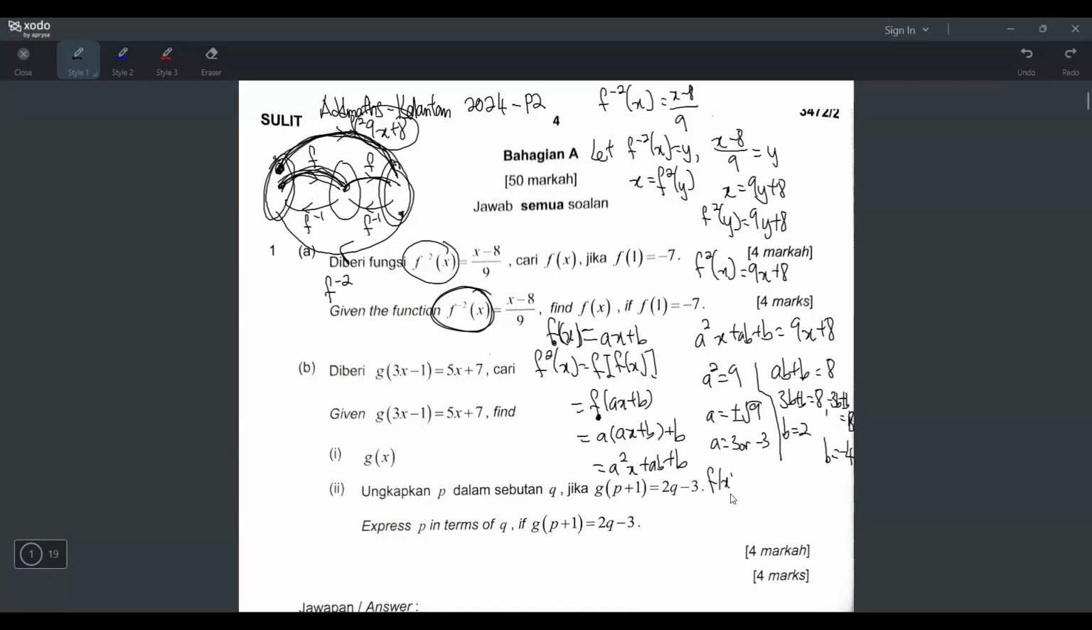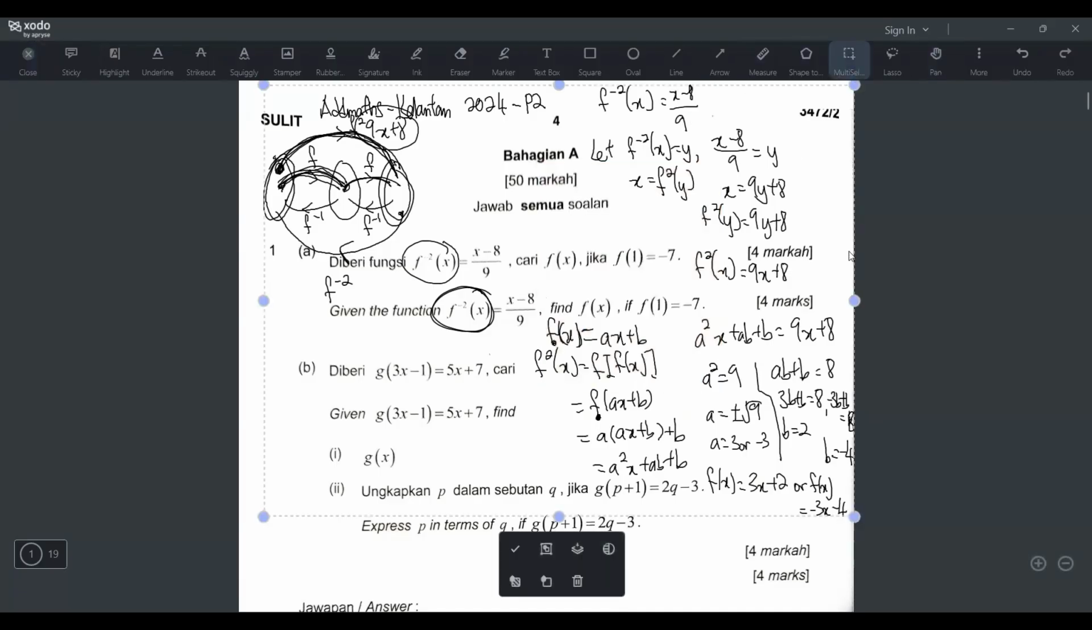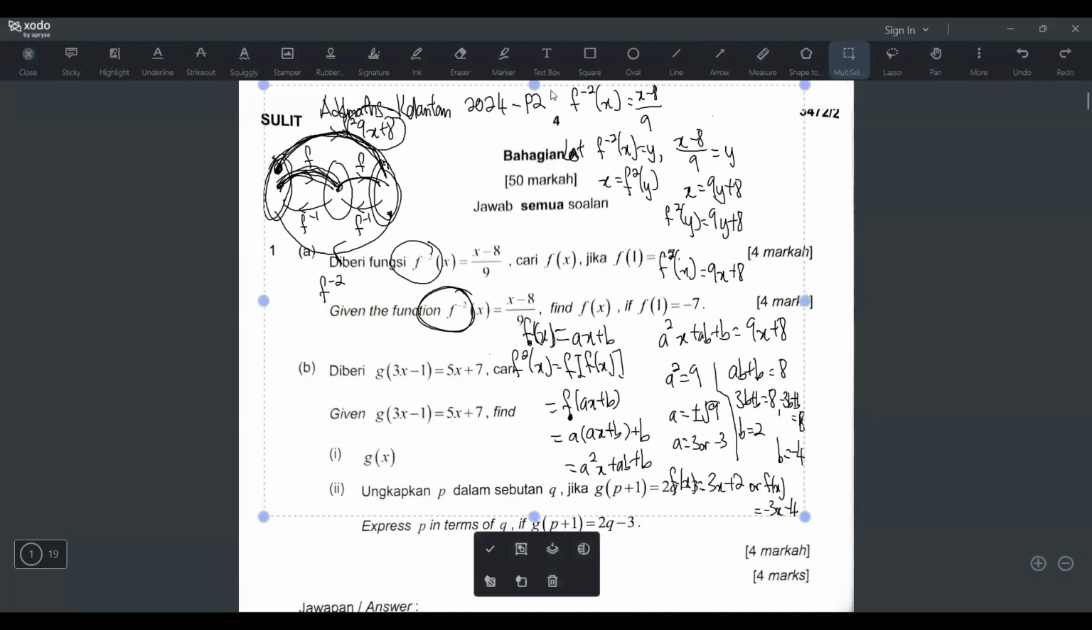The fx can be ax plus b, which is 3x plus 2. And the other one, it also can be negative 3x minus 4, right? It means got two answer. Okay, let me just make some space so I have more space to write this. Okay, so negative 3x minus 4.